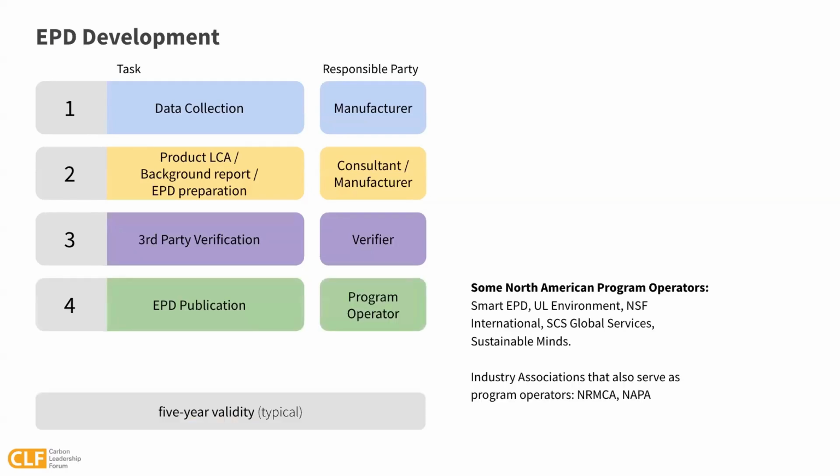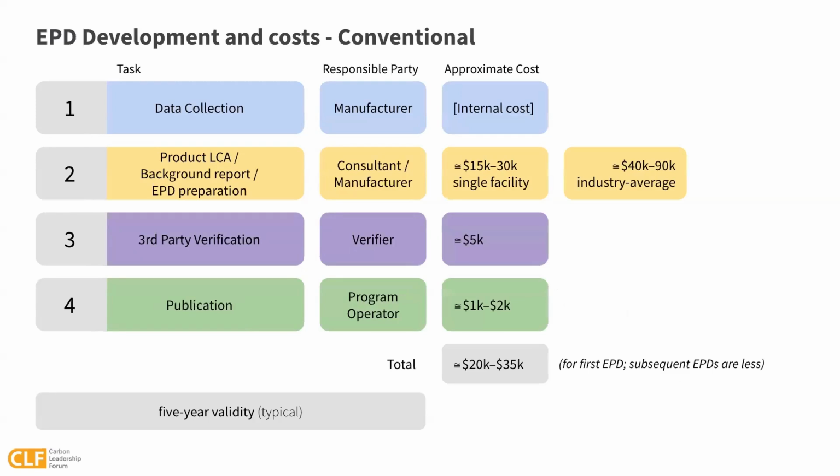And finally, once the EPD has been verified, the manufacturer can submit the EPD document to a program operator who will process, register, and publish the EPD. They may additionally submit the EPD to a database like EC3, which I'll mention later in this presentation. After publication, EPDs are typically valid for 5 years from the date of issue, though that does vary somewhat by PCR.